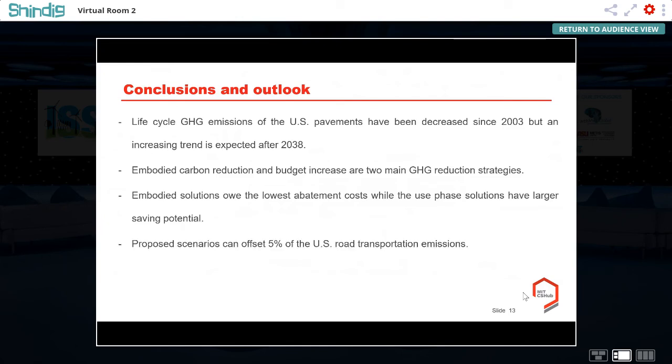And the proposed solutions are big enough to offset 5% of the U.S. road transportation emissions, the largest contributor to the U.S. GHG emissions. And in the future, we would like to have a disaggregated assessment and prioritize these strategies for different locations and different states, depending on the climate conditions and the local maintenance and repair strategies that they have, to give them the best solutions and a guideline where to start this evaluation.